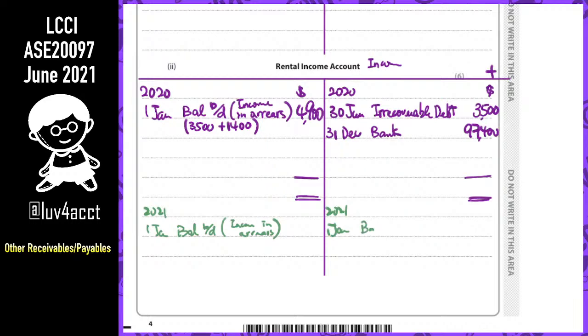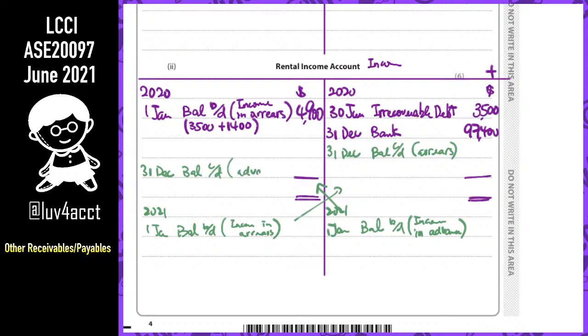And then the other side, balance brought down will be your income in advance, the amounts that you receive in advance. And then the two balances will be from the opposite side. So here you have 31st December balance carried down. This is in arrears. You do not have to give the description in brackets, it is just helping us. This is in advance.